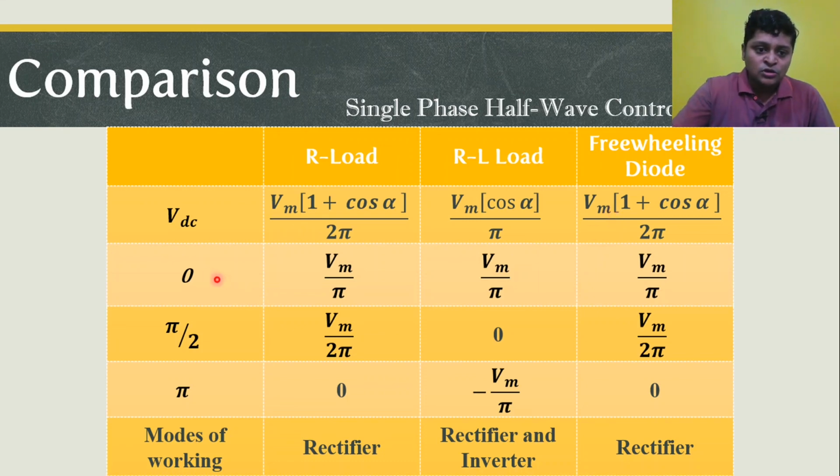As you can see, for the firing angles 0, 90 and 180, we are getting the same voltage, whereas with the inductive load, as I mentioned, it works in rectification as well as inversion mode. For 0 it gives positive maximum, whereas for 180 it gives a negative maximum voltage. This is the difference we have discussed in the working. We can compare on the basis of modes of working. With the resistive load, the circuit works in rectifier mode; with the freewheeling diode, the same, rectification mode; whereas with the inductive load, it works with rectification as well as inversion.